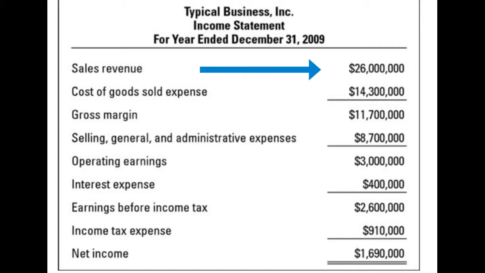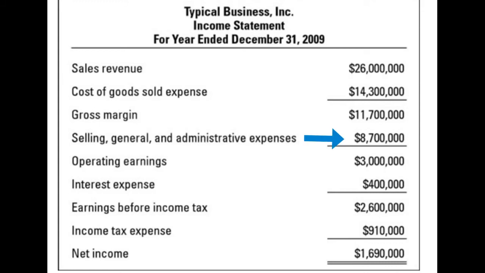The sales revenue is the money that has come in since you've started selling your items. The cost of goods sold is the expense of the actual selling of your items. Now, when you subtract the cost of goods sold from your sales revenue, you get what's called the gross margin under that first line.